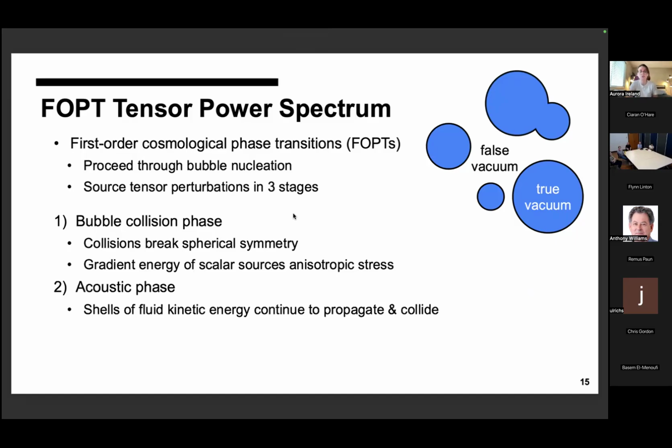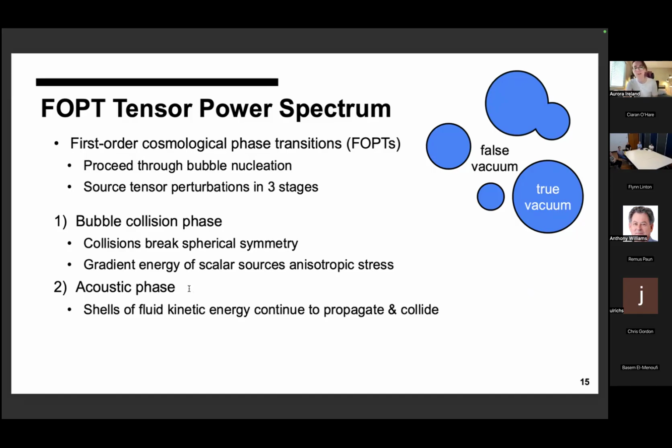Even after that completes, you're still going to have these shells of fluid kinetic energy propagating through the plasma. When these collide, this also sources gravitational waves. For most phase transitions, this is going to be the dominant contribution. The bubble collision phase is only the dominant contribution for supercooled phase transitions. When you have a supercooled phase transition, the plasma gets really diluted outside the bubble wall, and because of that, the bubble wall can run away to nearly luminal velocities. It's not quite runaway because there are still frictive forces, but that's just a side note.